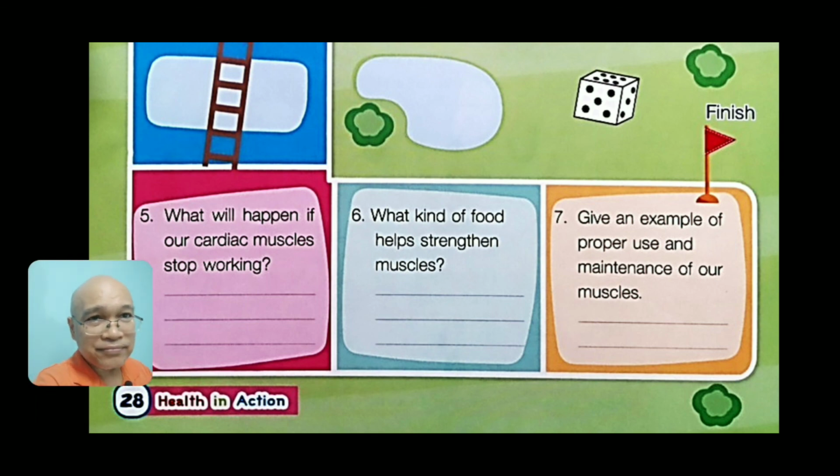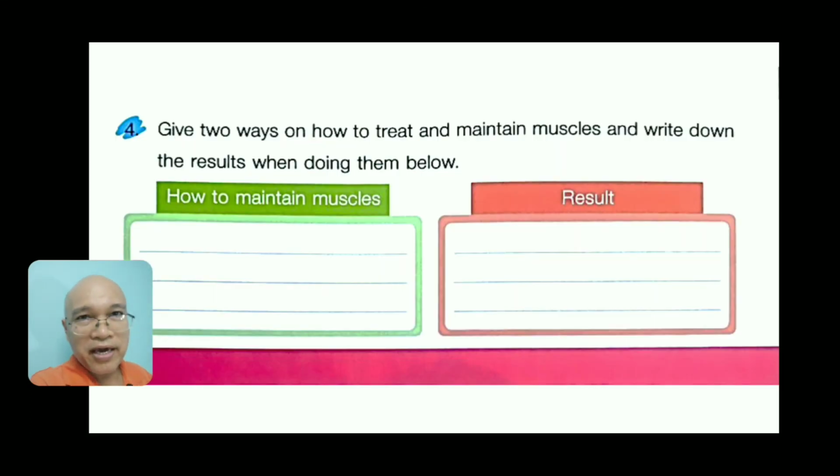So number 7, give an example of proper use and maintenance of our muscles. Go over the lesson, and you have there several. There are 3 of them. Okay, number 4, give 2 ways in how to treat and maintain muscles and write down the results when doing them below. How to maintain muscles, 2 ways, 1 and 2, and results.